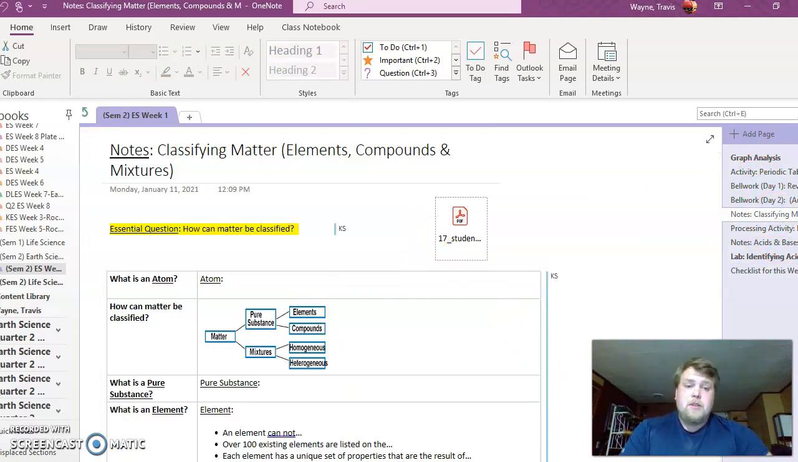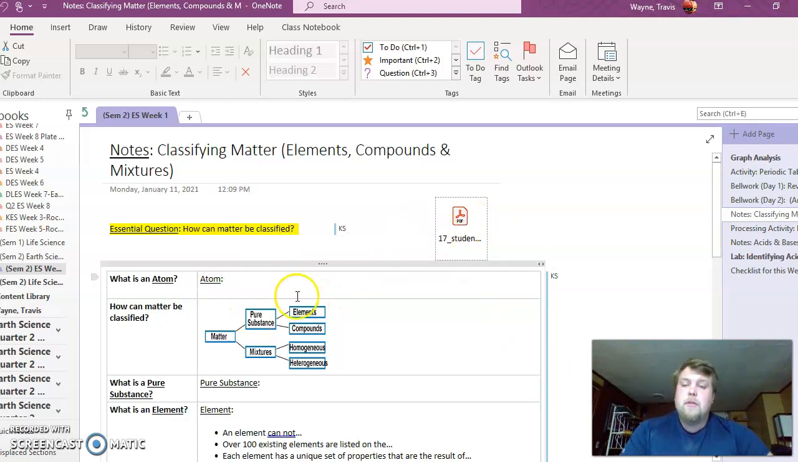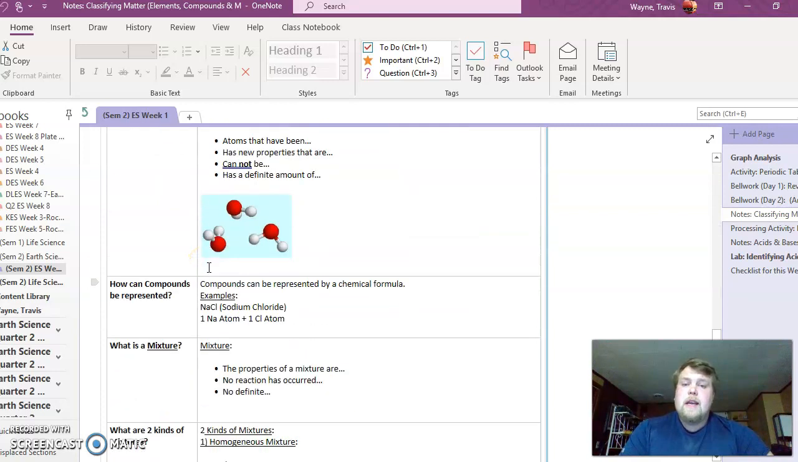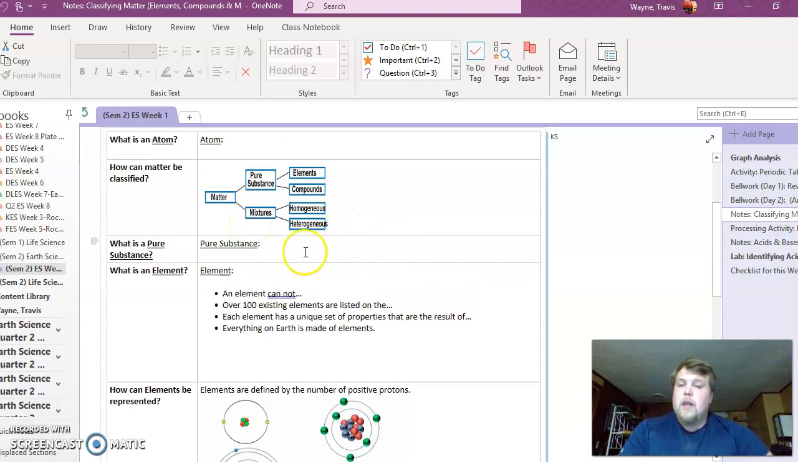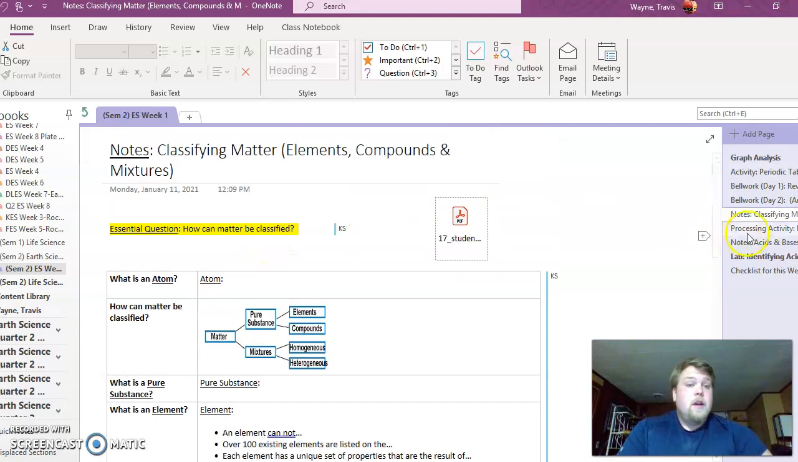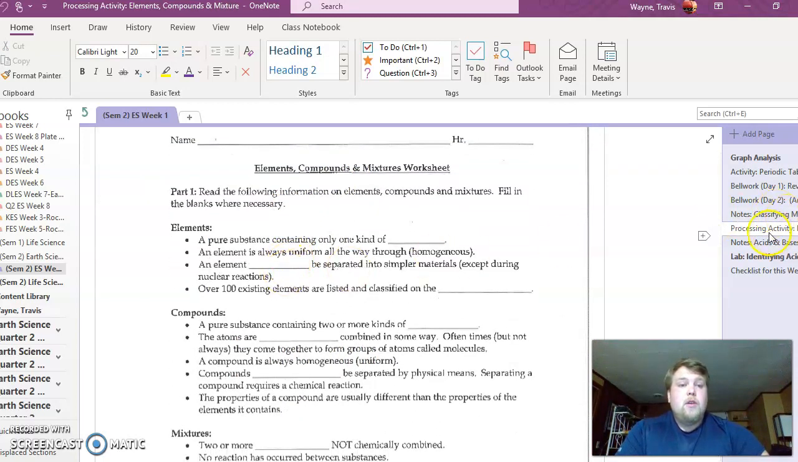This is something we are going to do together as a class. We have our PowerPoint, and we have our PDF file here, which is a nice little single sheet of notes. We're going to fill this in together as a whole class, making sure that you have this material down correctly and that it's filled in properly. Once we have this done, your processing activity is going to have you use the notes that you just took to fill in your processing activity on elements, compounds, and mixtures.